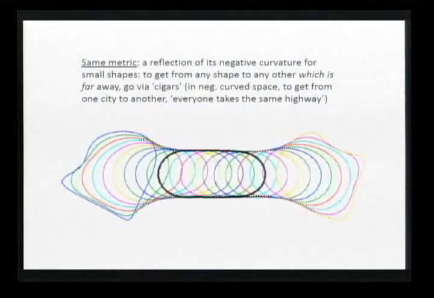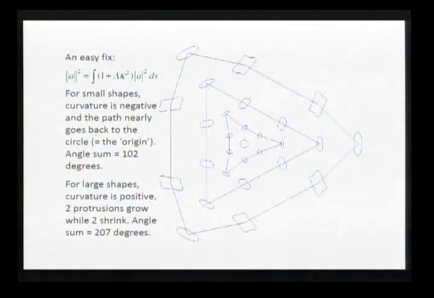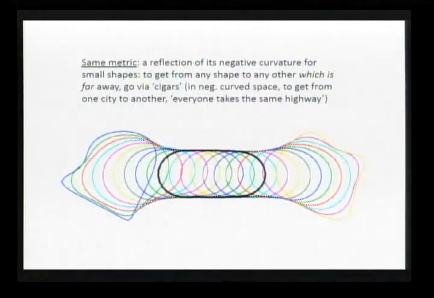And here's another thing. If you use that metric here, which penalizes high curvature and then has negative curvature, what happens is the following interesting phenomenon. This was just a random curve I drew by Fourier expansion of a few terms. And this is another random curve. And I said, what happens if I try to move this curve to this curve by translating? What's the geodesic? Well, it turned out they all formed a sort of a cigar.